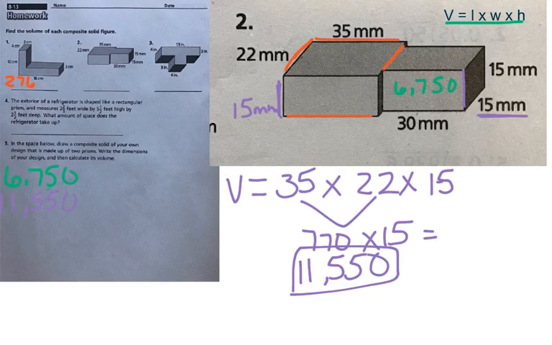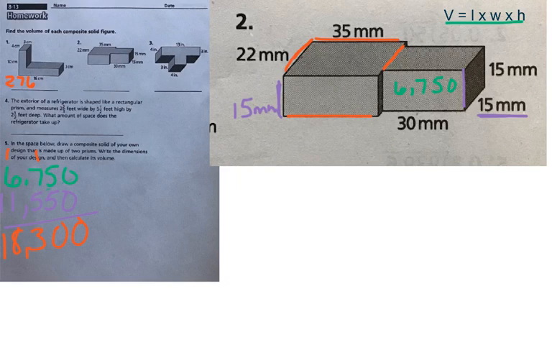And I need to take that number and I need to add it to my 6,750. So 0 plus 0 is 0, 5 and 5 is 10, carry your 1. 7 and 5 is 12, plus 1 is 13, carry your 1. 6 and 1 is 7, plus 1 more is 8, and 1 plus nothing is 1. So you have 18,300 cubic millimeters. And your answer for number 2 is 18,300 cubic millimeters.